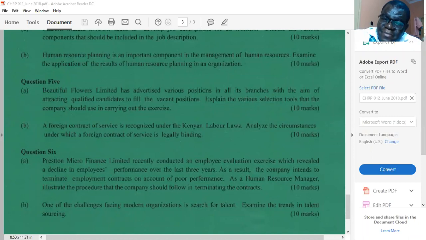Fenton? Mwalimu nasikiza leo, hapo nasikiza tu. Mercy?